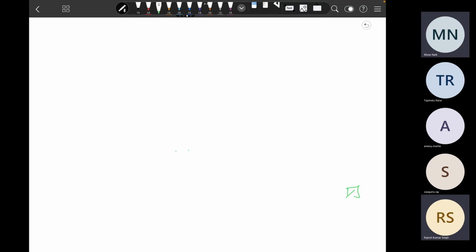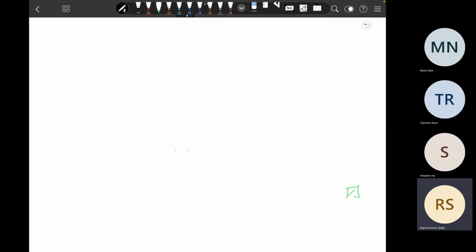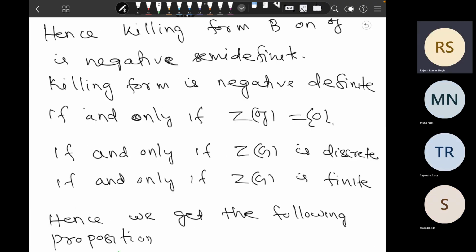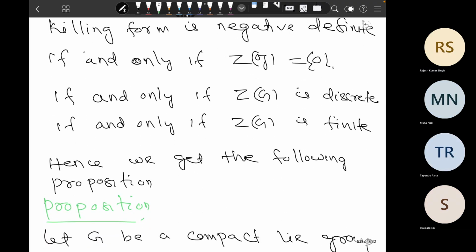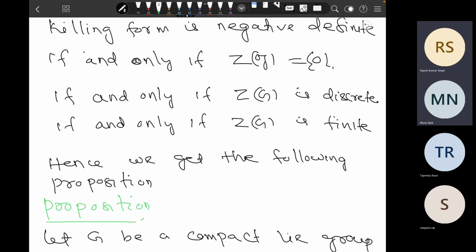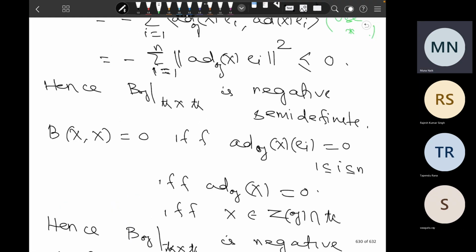What is the significance of the killing form? It is a very important thing. Actually, I cannot tell you everything now, you will see later. Killing form is something like negative of this, like a metric or something.